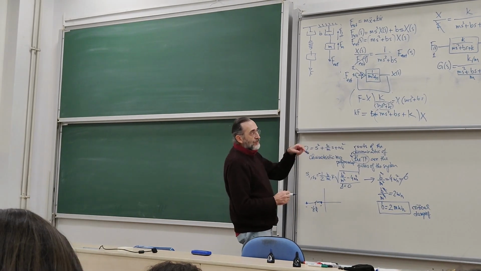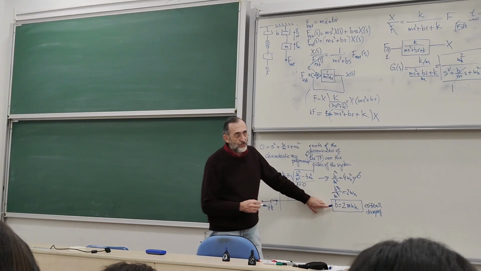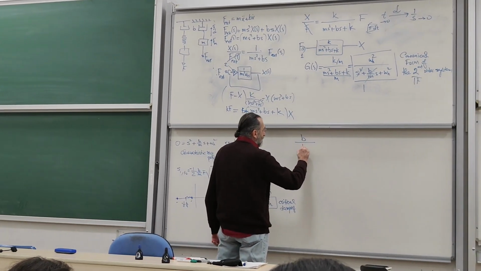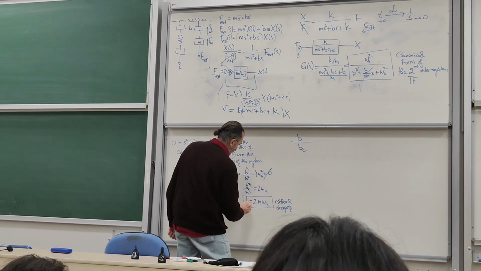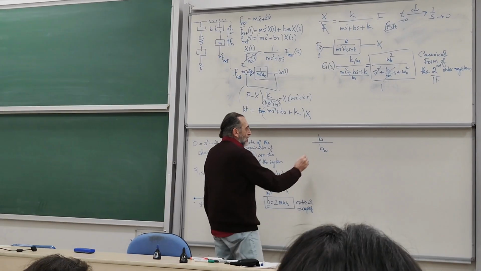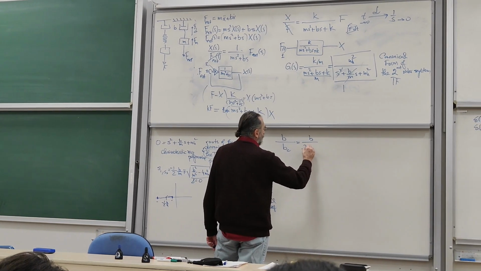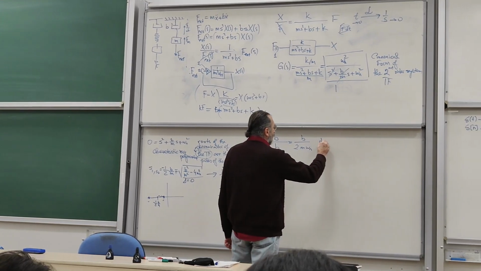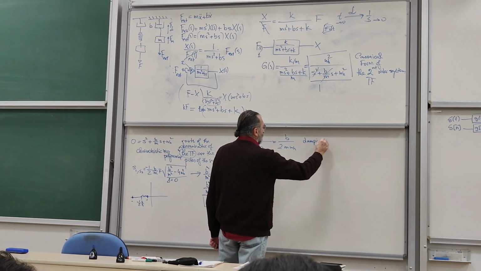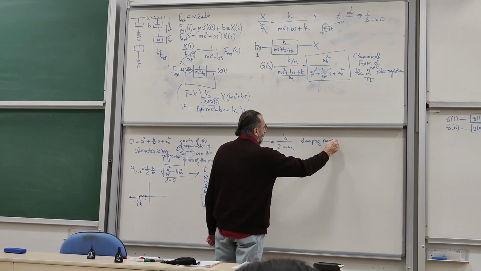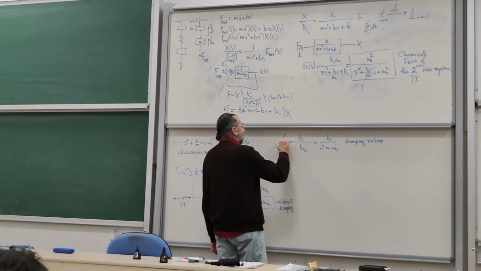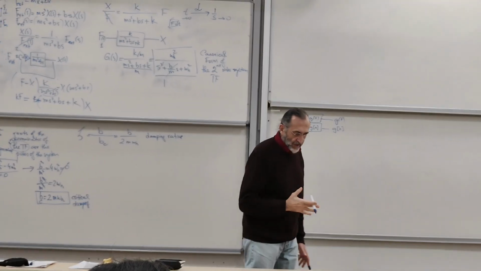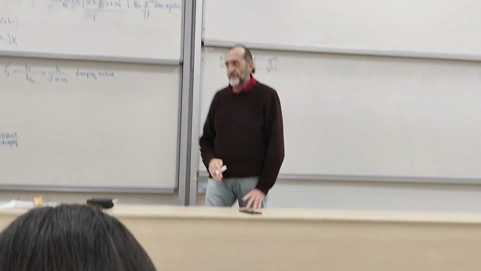And whatever the value of B is, the actual B, its ratio to the B critical, which is of course B over 2m omega n. We call this the damping ratio, and we call that zeta. That is the meaning of the physical parameter zeta.